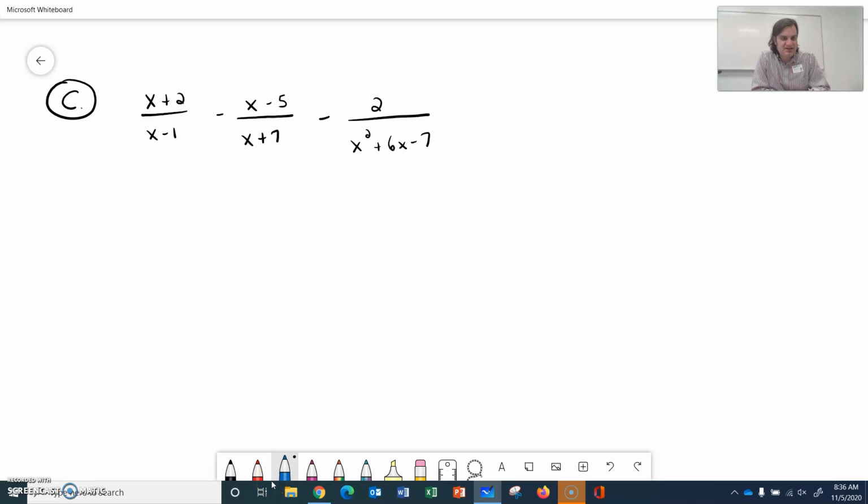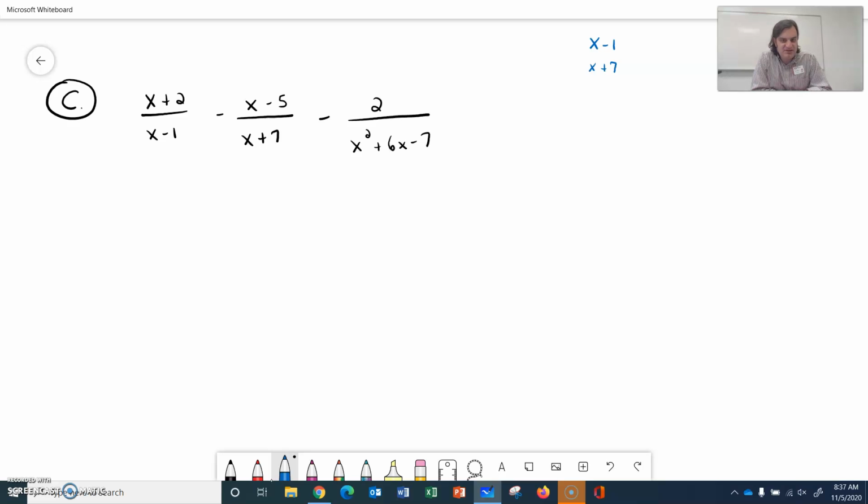The first fraction has a denominator of x minus 1. There's not much we can do with that, but I'm going to write it over here just to keep track of it. The second one, x plus 7. There's not much we can do with that. We can't break it down at all, so I'm just going to put it over here and hold on to it just to remind myself what I have.